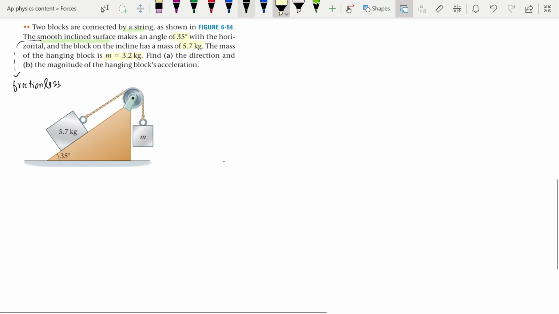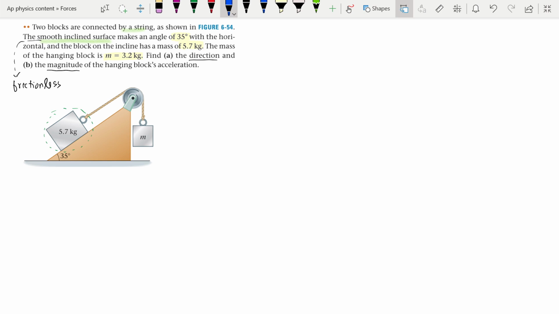In this question we have to find the direction and the magnitude of the hanging block's acceleration. Now students, this hanging block can either accelerate up or accelerate down, which depends upon which force is bigger and larger, right? So let's start by drawing the free body diagram of this block.